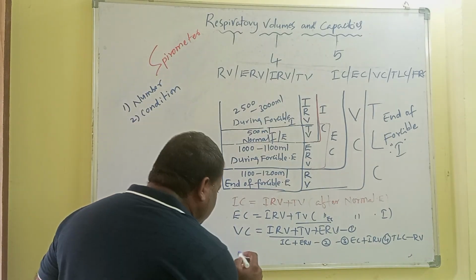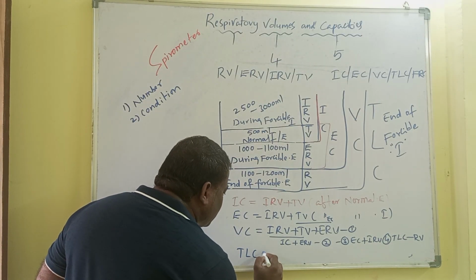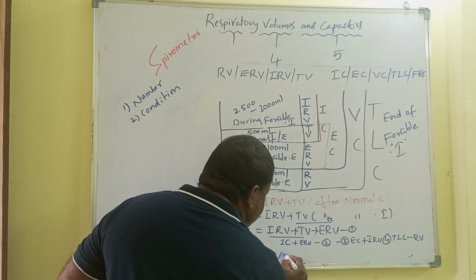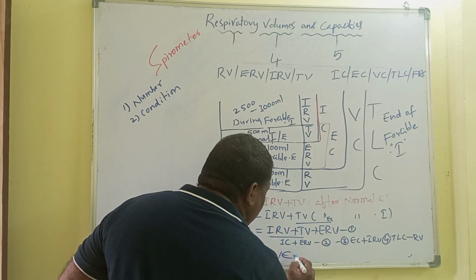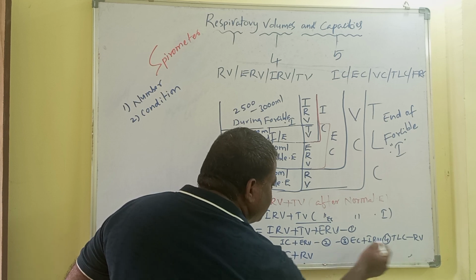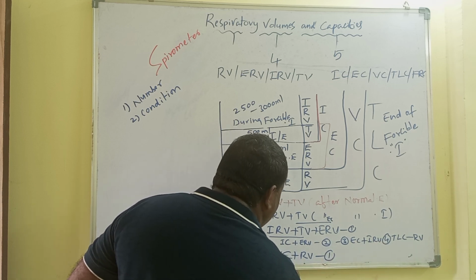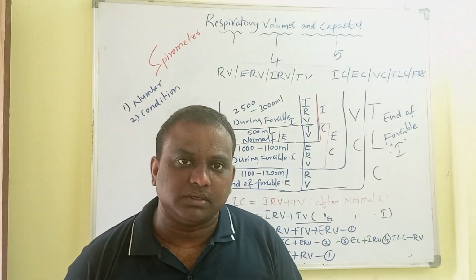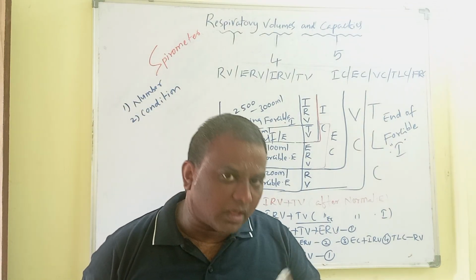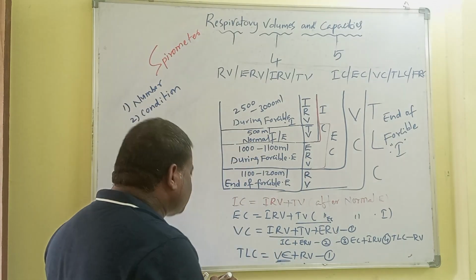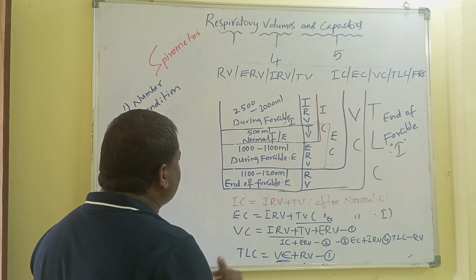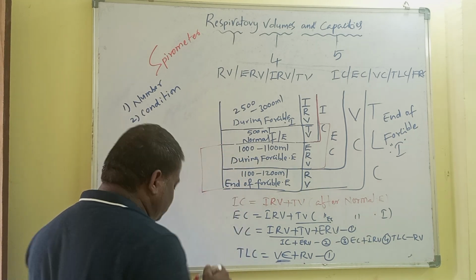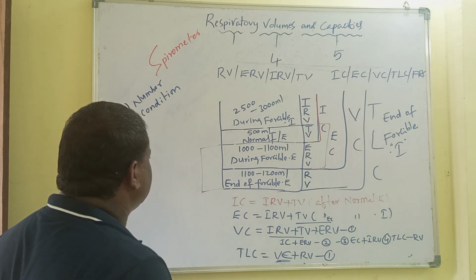So what is the formula for TLC? TLC is VC plus RV. You can write VC in the four different ways, so again four possible combinations will come here. Now the last capacity is functional residual capacity. The name indicates what it is. What is the functional residual capacity?